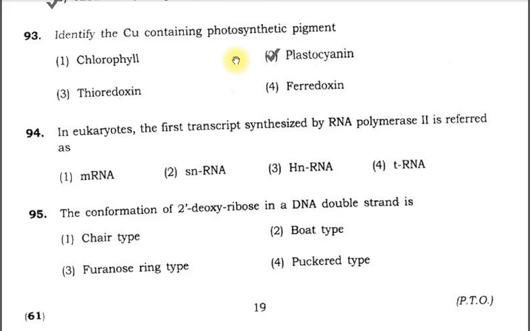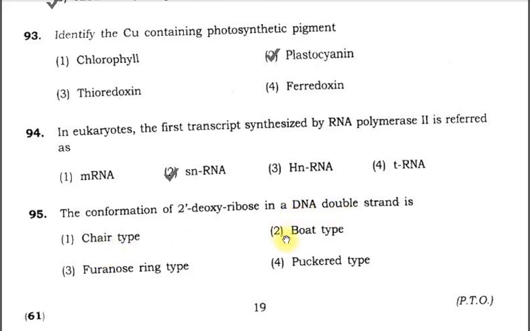Plastocyanin is a metalloprotein. It contains copper. Question number 94. In eukaryotes, the first transcript synthesized by RNA polymerase II is referred to as: option 1, messenger RNA; option 2, snRNA; option 3, hnRNA; option 4, tRNA. So here the correct answer is the second one, snRNA.